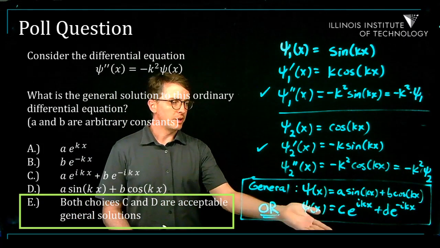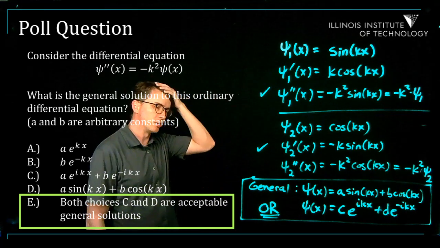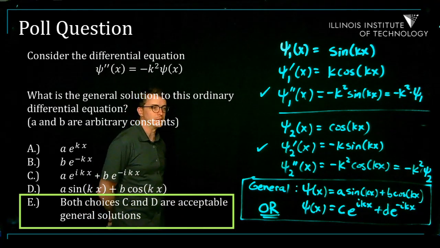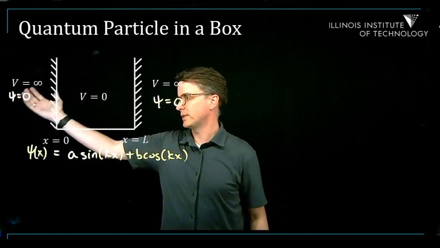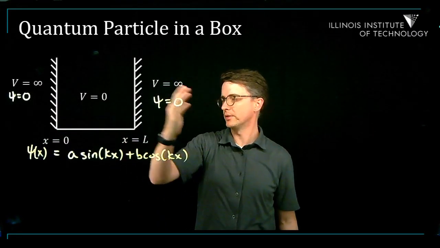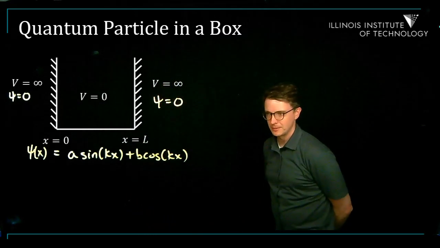When do I use one over the other? It depends on the problem. Sometimes the first formulation is more useful than the second formulation, and we'll see both of those cases in this class. Okay, so now we know outside the well the wave function is 0 on either side, and inside the well I have some combination of sines and cosines.